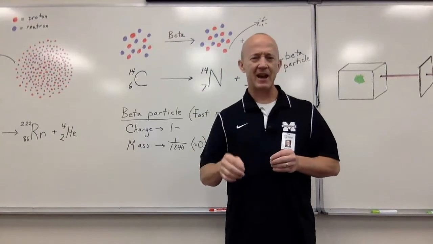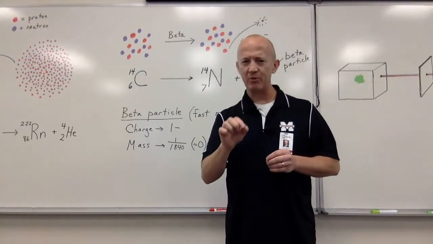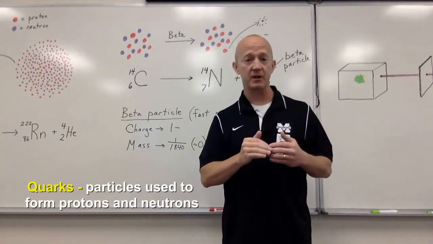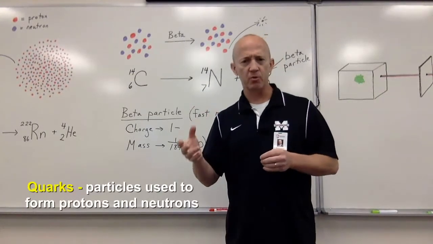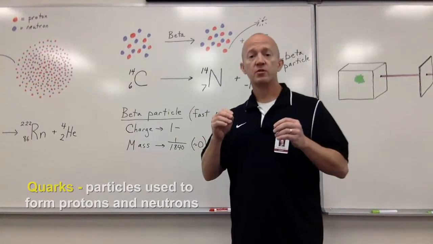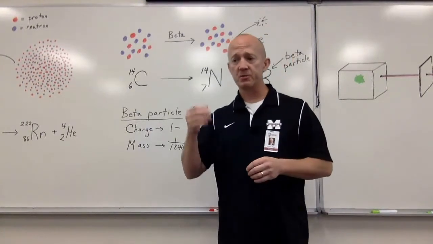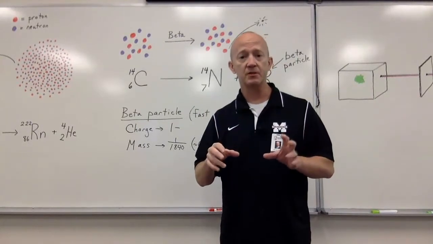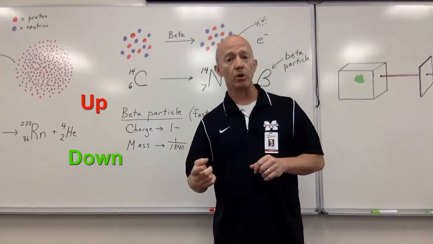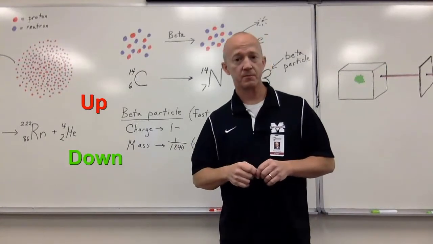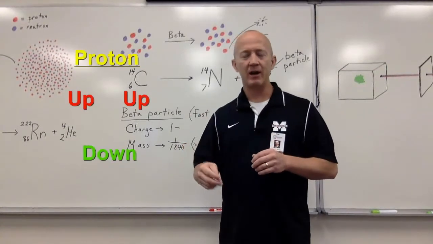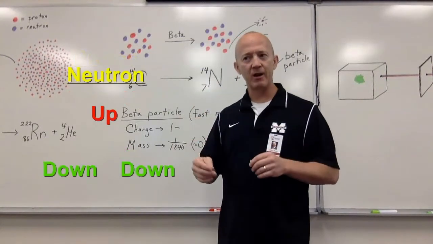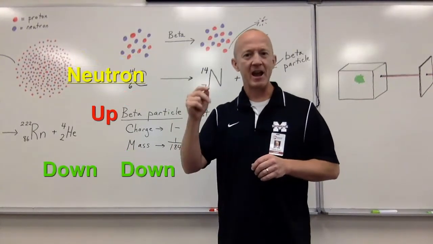To talk about that, I want to talk just for a moment about quarks. You might recall we talked about quarks in a past video. Quarks are what compose protons and neutrons. 2 types of quarks are used to make protons and neutrons, just in different combinations. The 2 types are up quarks and down quarks. In a proton, you have 2 up quarks and 1 down quark. In a neutron, you have 2 down quarks and an up quark.